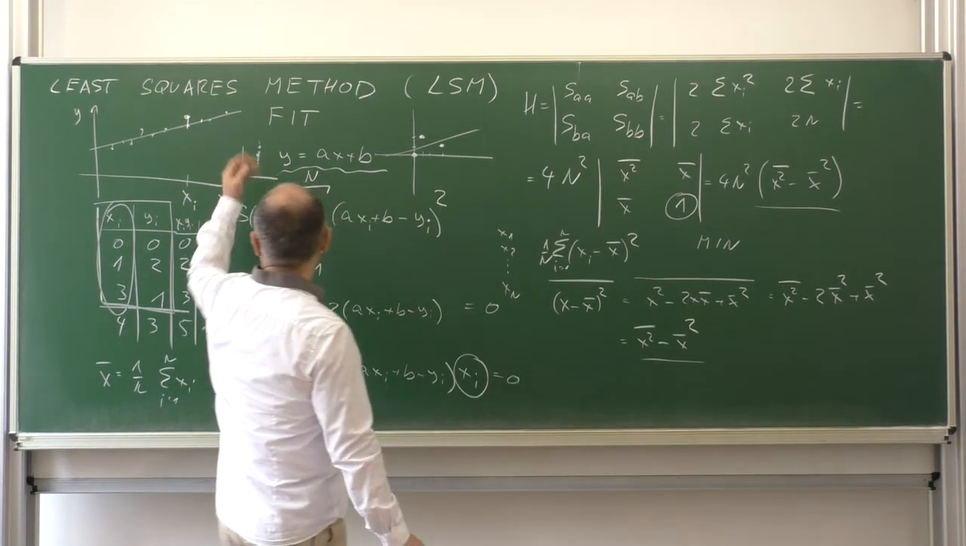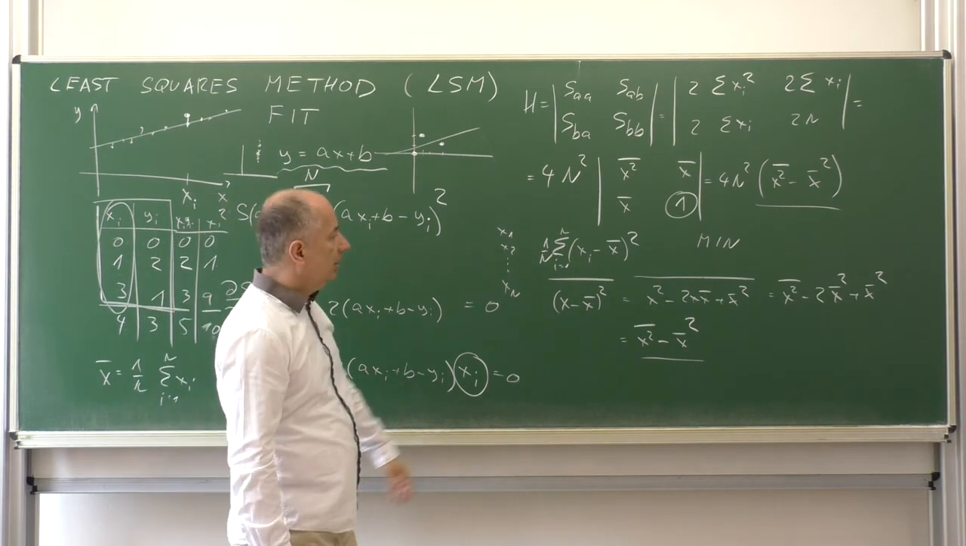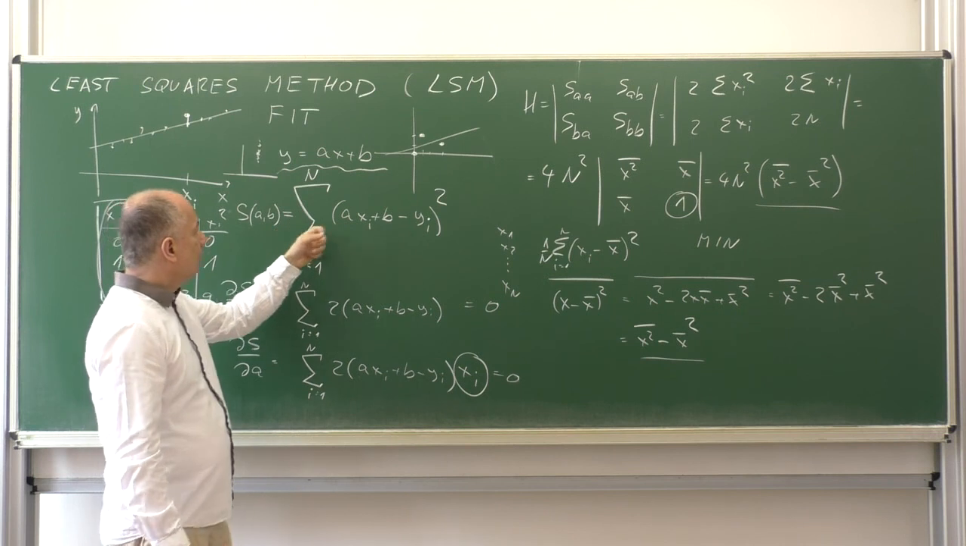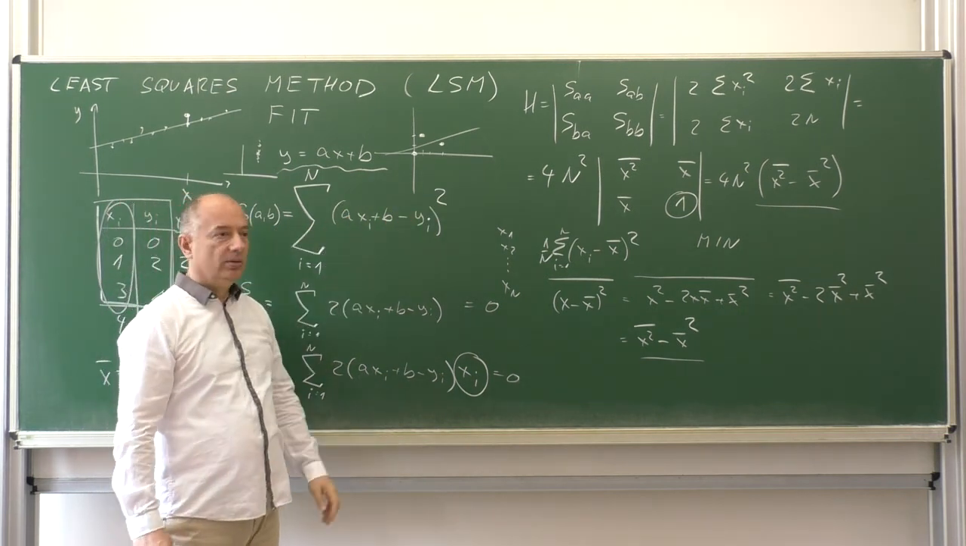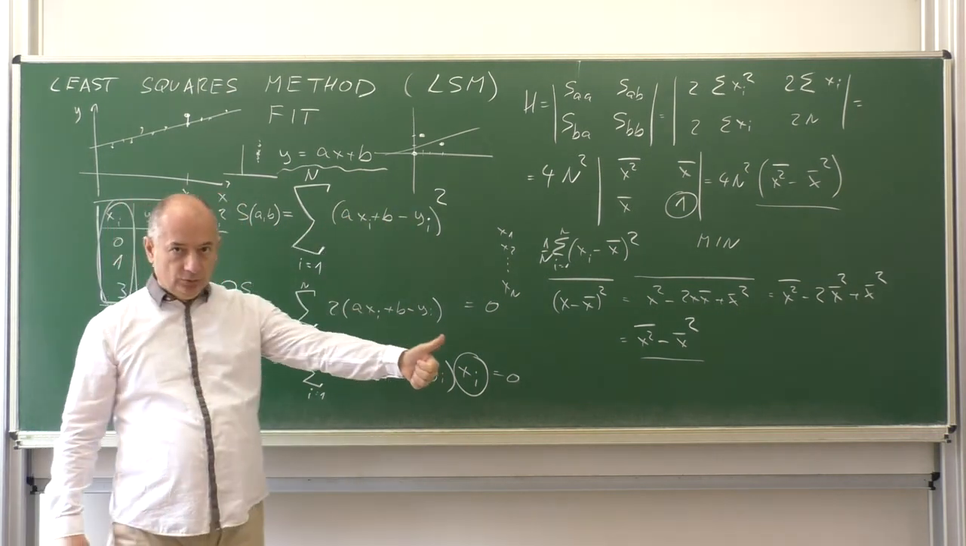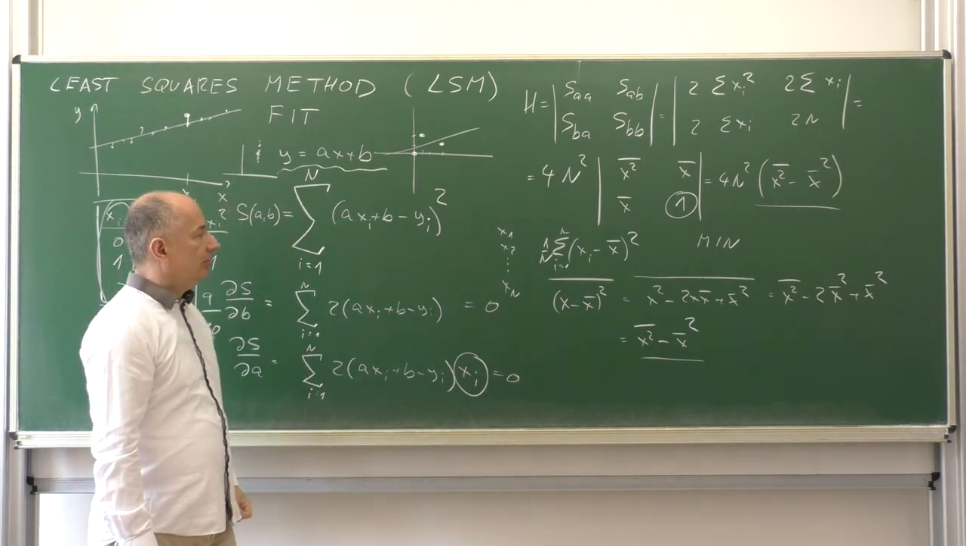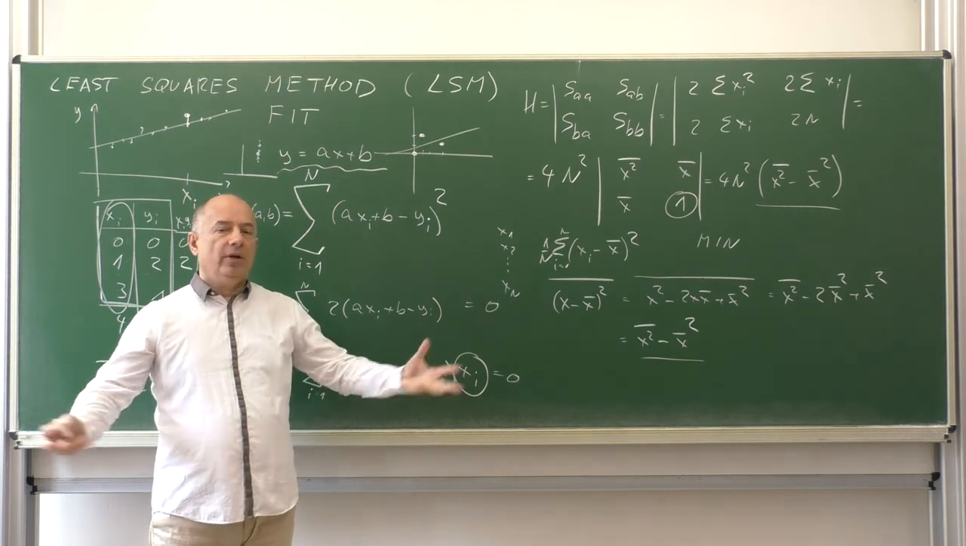So the algorithm of the least squares method does indeed find the minimum of this function, which is the sum of squares of the differences. And it is easy to compute and very practical. So this is a very, very common approach for how to evaluate experimental data.